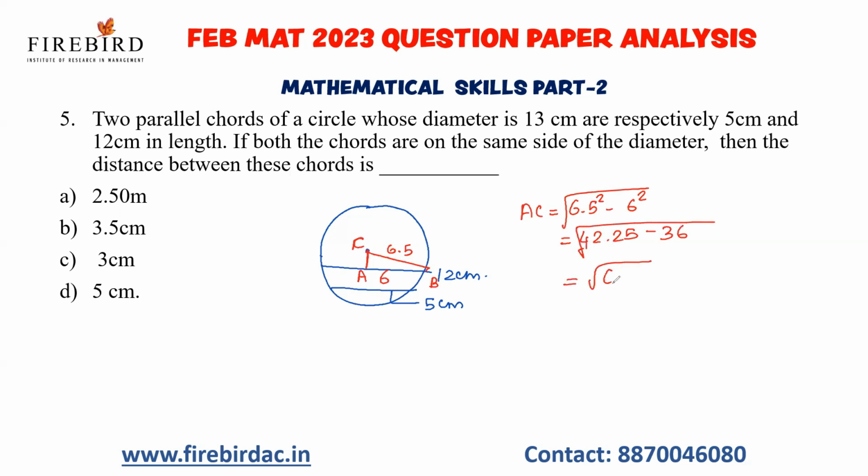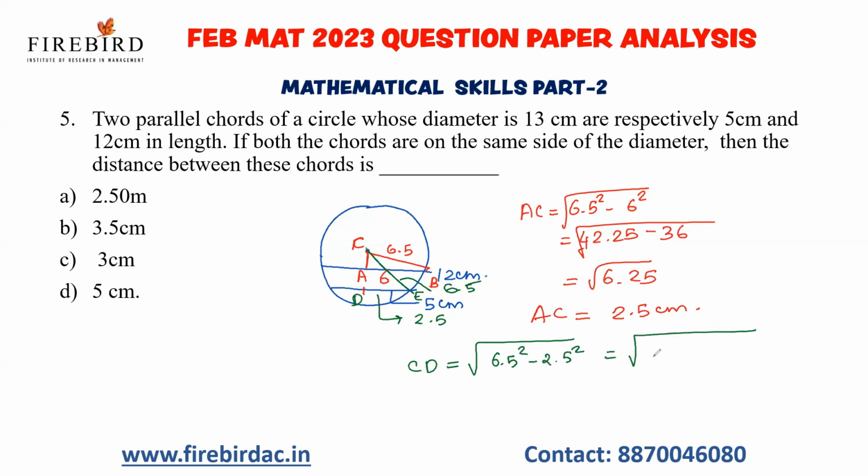6.5 square minus 6 square is equal to the square root of 6.25. What is the square root of 6.25? 2.5. And now let us fix another point D. Here I have to calculate, and I know that CE is nothing but the same 6.5, and the DE value will be 2.5, right? And now I have to calculate CD. CD is equal to the square root of 6.5 square minus 2.5 square.